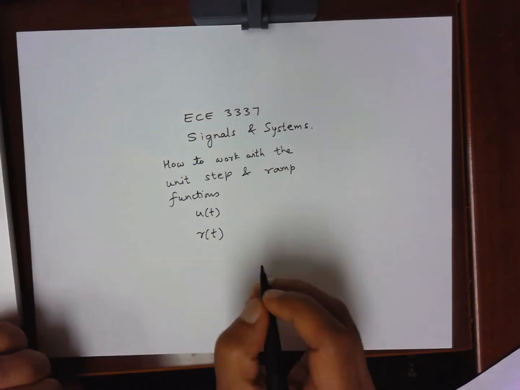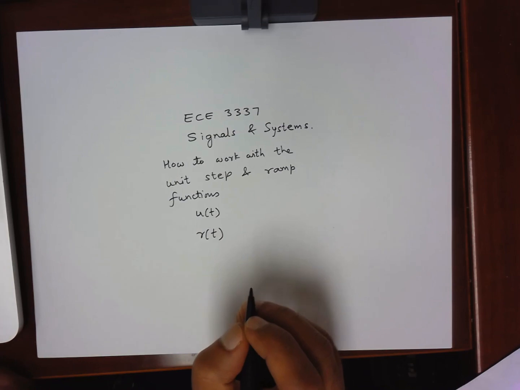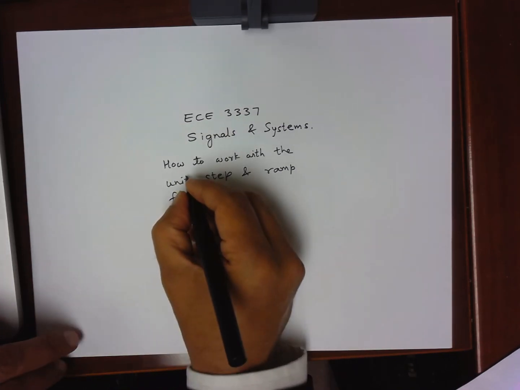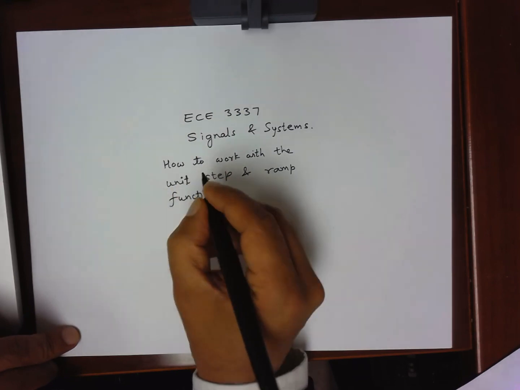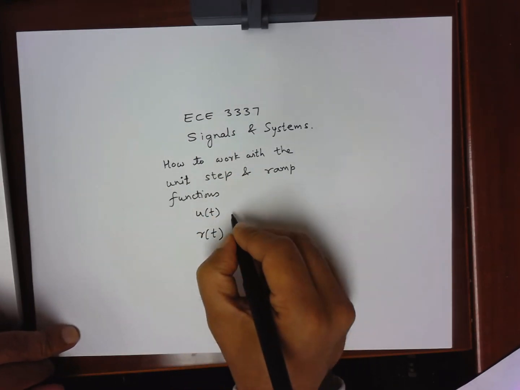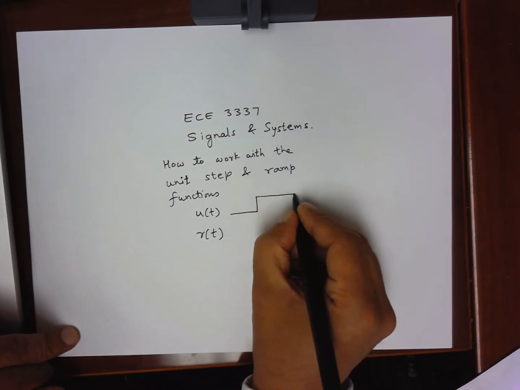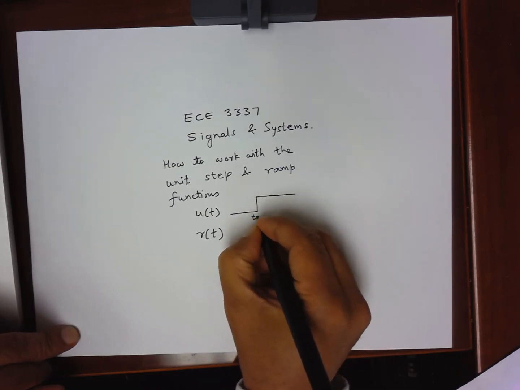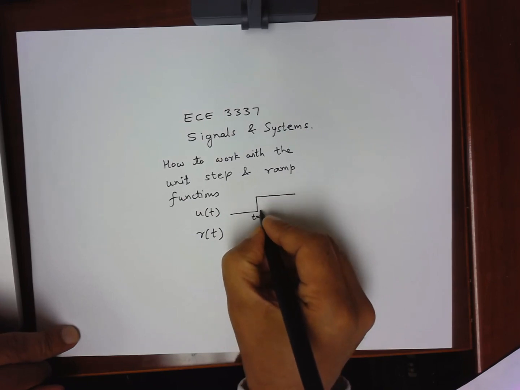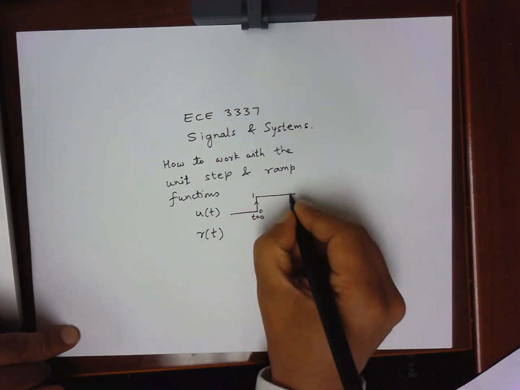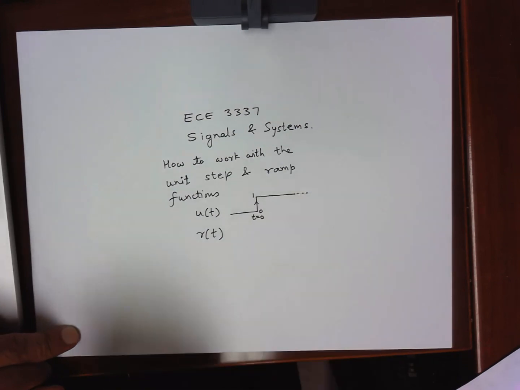Good morning. I thought I'd make a short video recording to help you understand how to work with the unit step function. The unit step function, if you remember, is like turning on a switch. At time t equal to 0, the signal goes from 0 to 1 abruptly, and then it stays at 1 essentially forever.